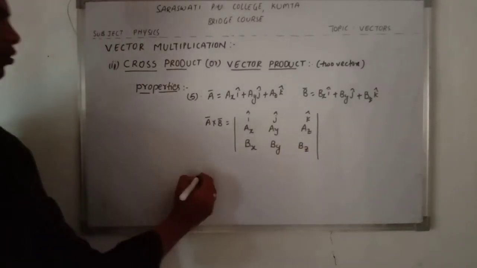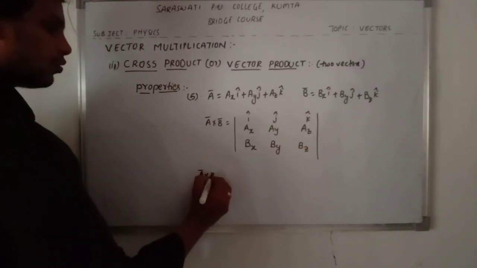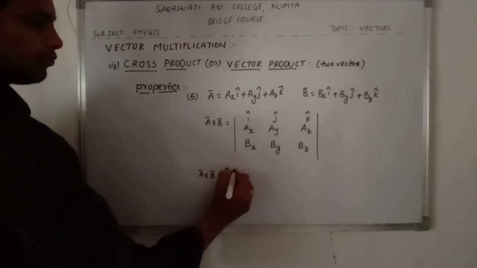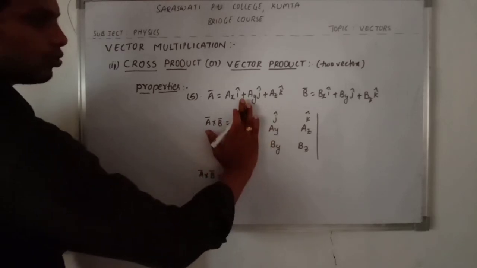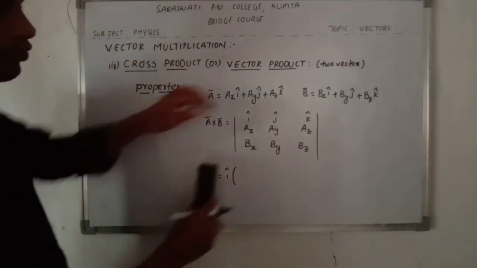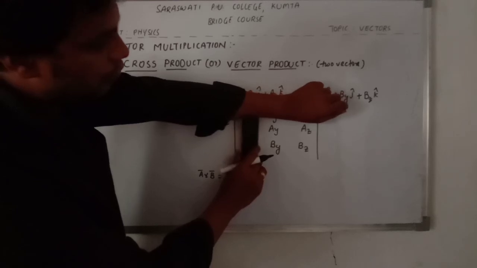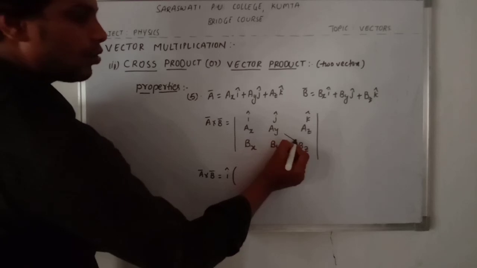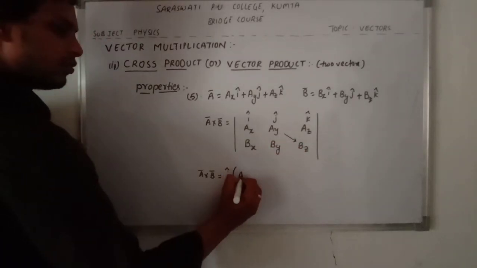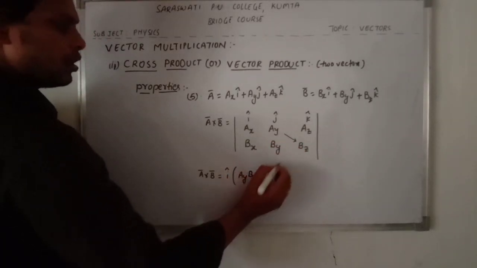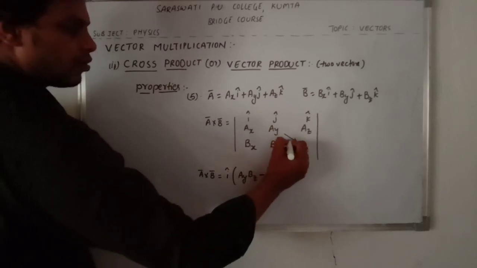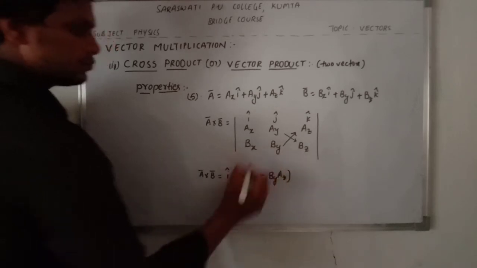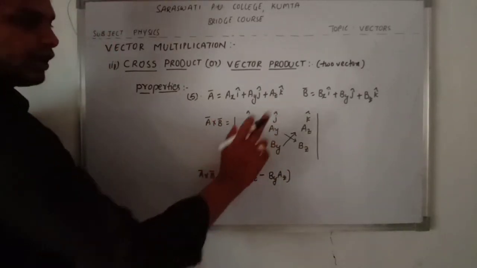Now according to the cross product, a bar cross b bar is equal to, first if you take the i cap, then you have to close this row and this column. If you close this row and this column, the four terms are ay, az, by, bz. Then you have to cross multiply these, that is ay bz minus by az. So with i it is over.